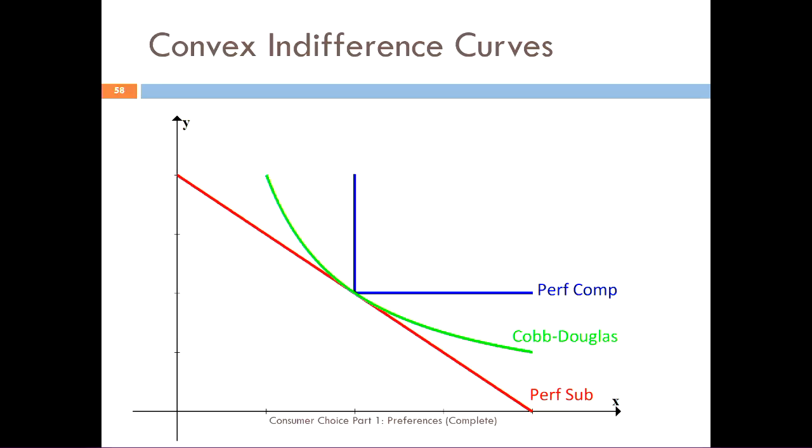Right? Notice, by the way, that the linear function is the only one that's both convex and concave. Right? Because it's on or above, it's also on or below. So, by definition, it's a convex and concave function.